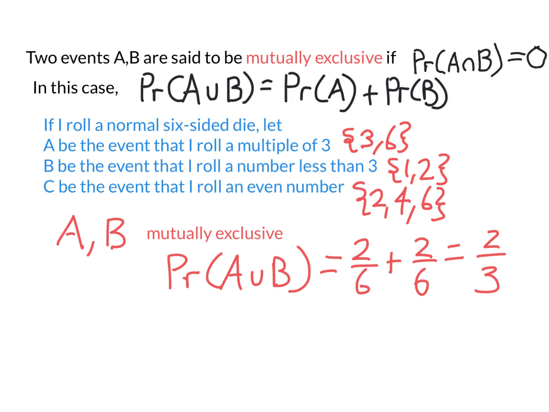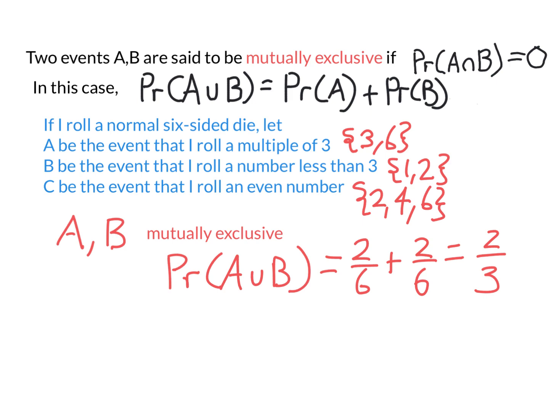So let's look at the other combinations. B and C are not mutually exclusive. Why is that? Because you can have B and C happen at the same time. If you roll a 2, you have rolled an even number, and you've also rolled a number less than 3. So B and C are not mutually exclusive.